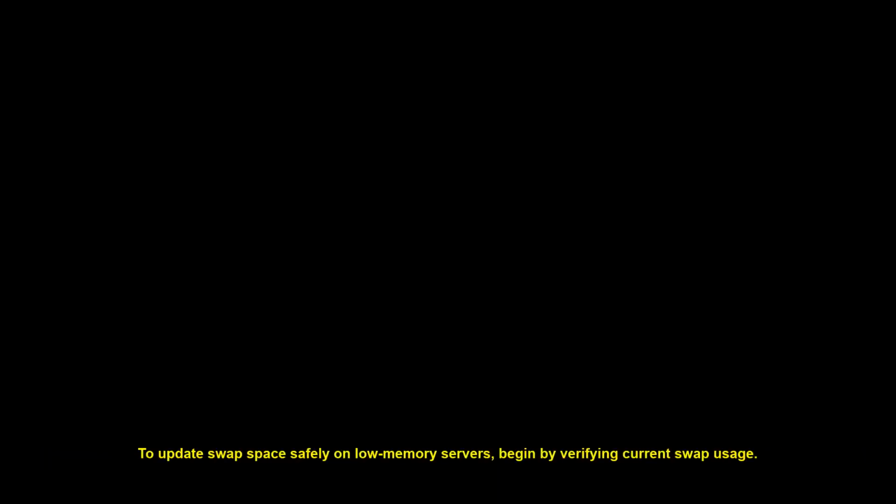To update swap space safely on low memory servers, begin by verifying current swap usage. Open your terminal and execute the command "free -h". This command will display information about total and used swap space. Next, check the current swap file configuration. You can do this by running the command swapon --show.